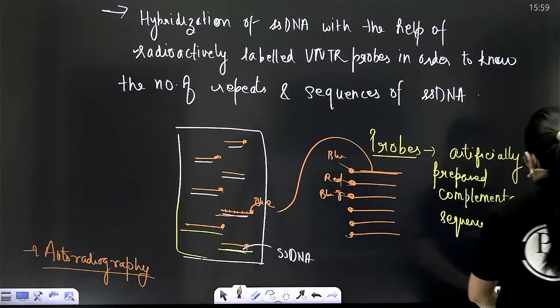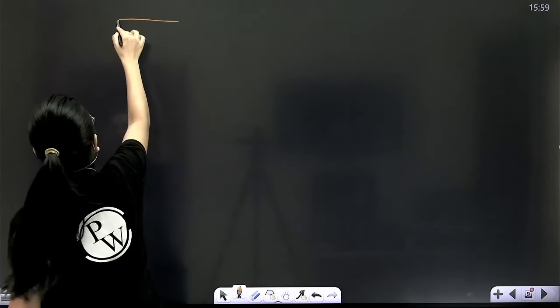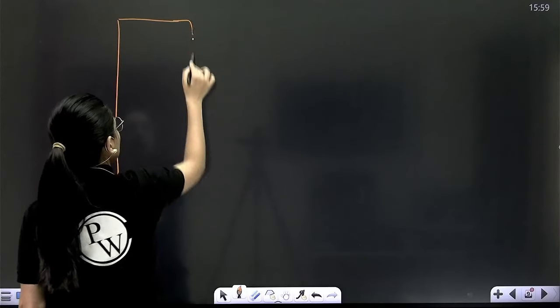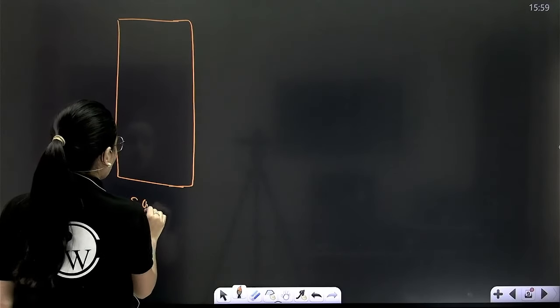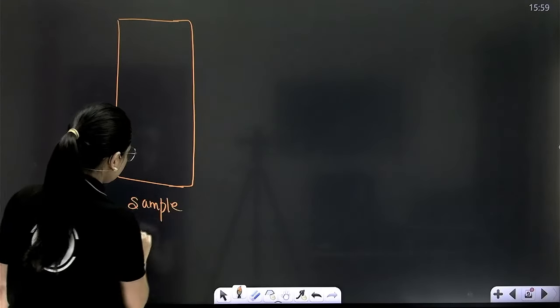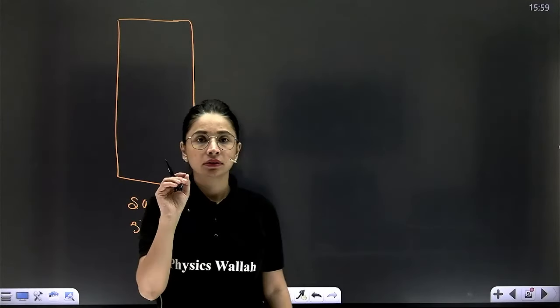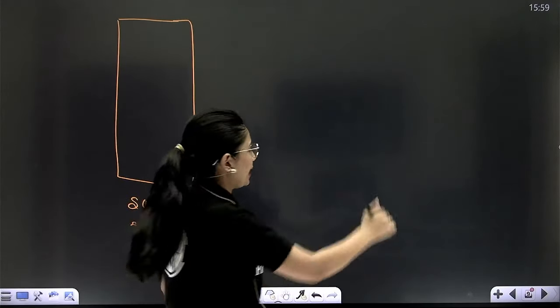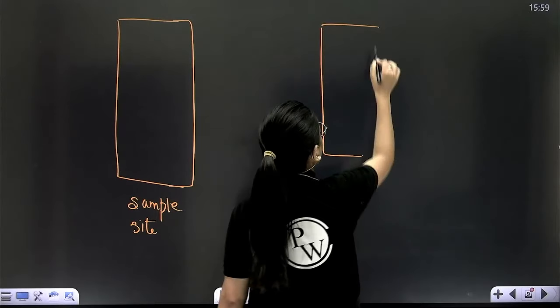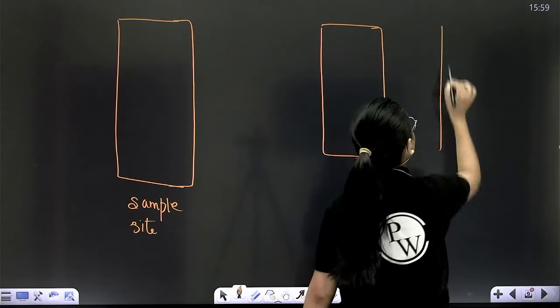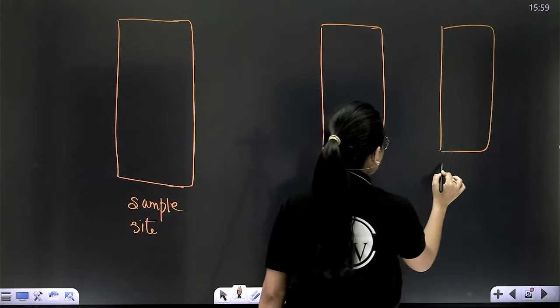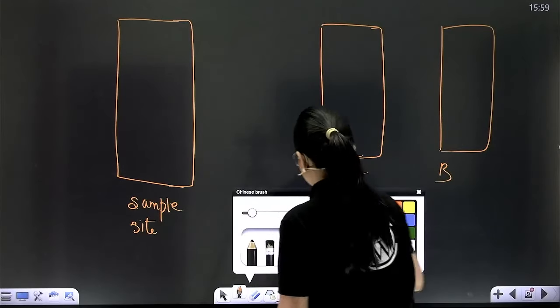Now suppose, beta, what happens? I have a DNA fingerprinting result of a sample collected from a crime site. And I have two suspects and I have also obtained their DNA fingerprinting results. So this is suspect A and suspect B.